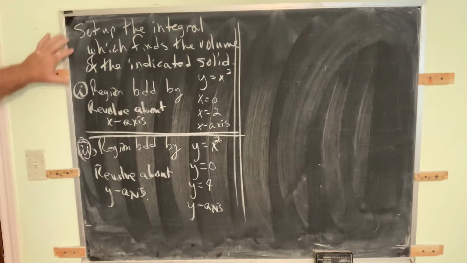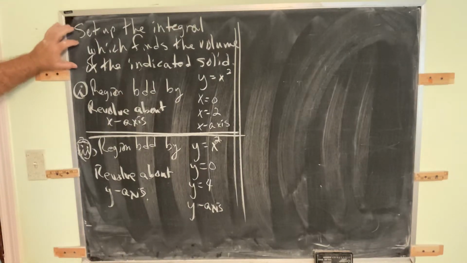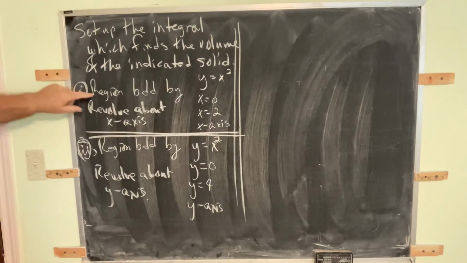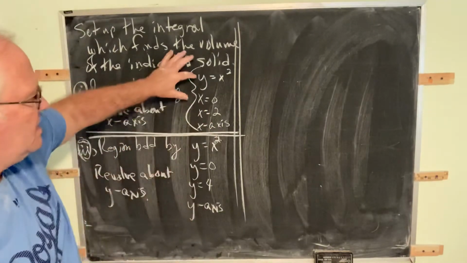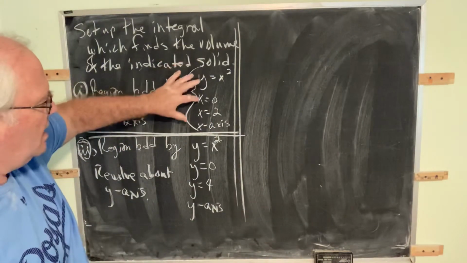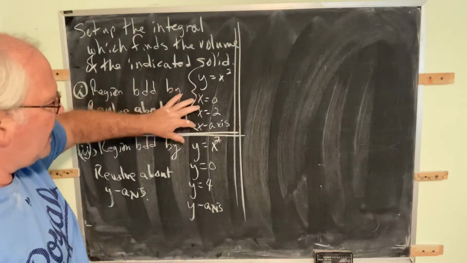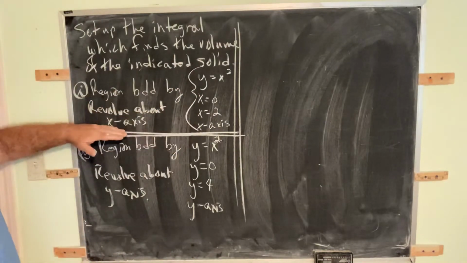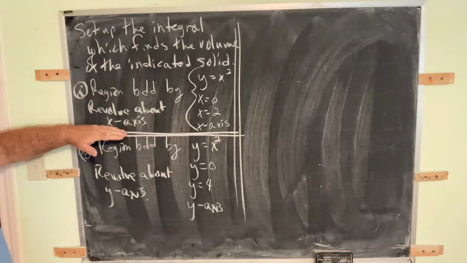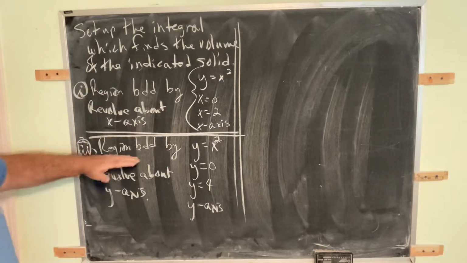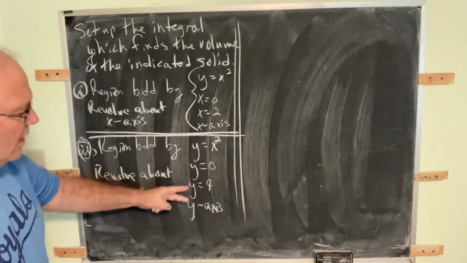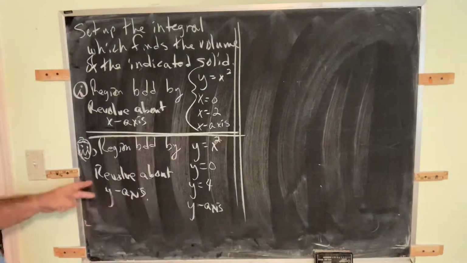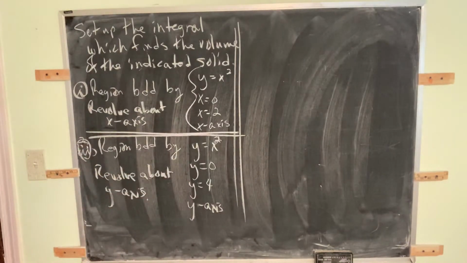We have two examples here. Set up the integral which finds the volume of the indicated solid. So number one, it's the region bounded by these four: the parabola y equals x squared, x equals 0, x equals 2, and the x-axis. And we're going to revolve that about the x-axis. Second problem we're going to work is the region bounded by y equals x squared, y equals 0, y equals 4, and the y-axis. But here we're going to revolve about the y-axis.